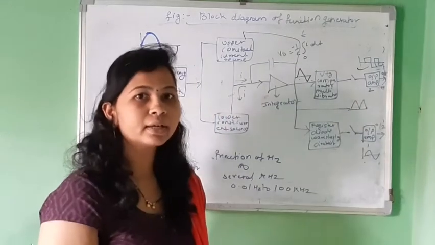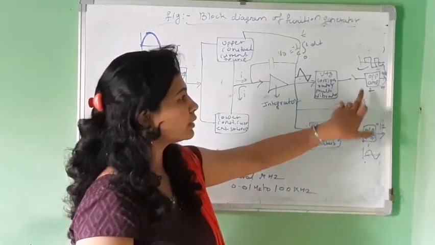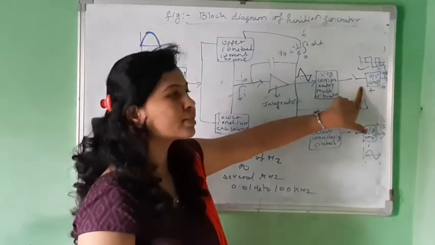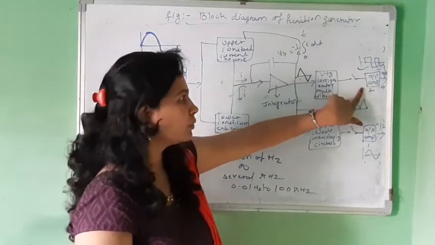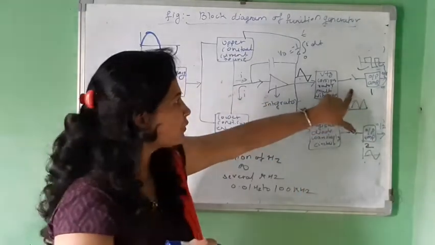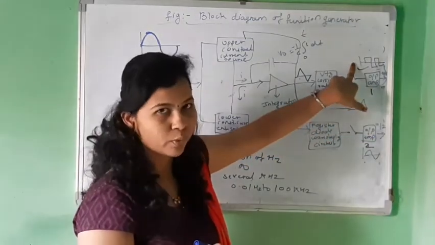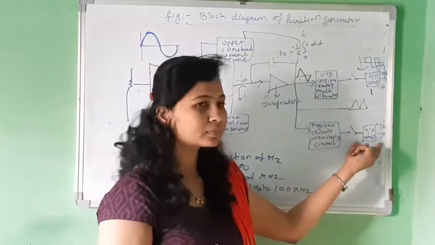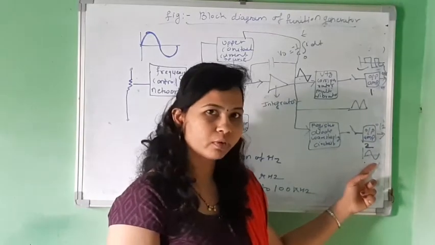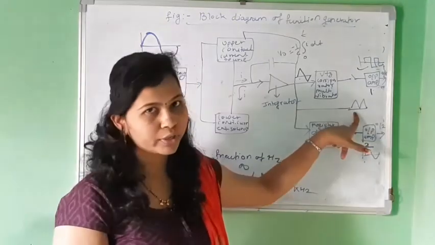Now we have to decide which waveform we want, and for that we have to select these two outputs. This is output amplifier 1 and this is output amplifier 2. If we want a square waveform, we have to switch on output amplifier 1. If we switch on output amplifier 2, we get a sinusoidal waveform, and if both are off, then we get the triangular waveform.